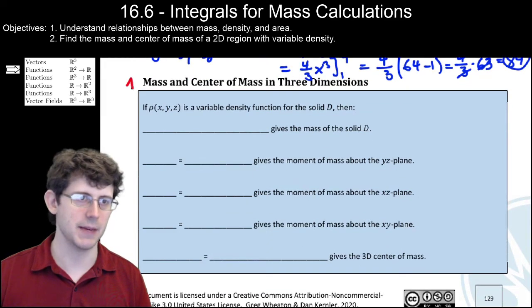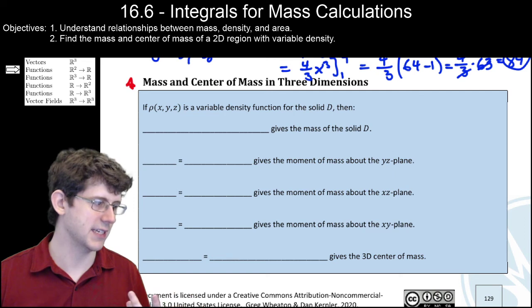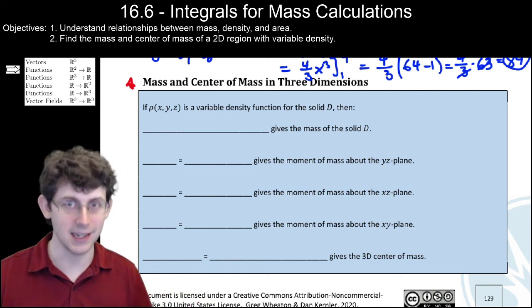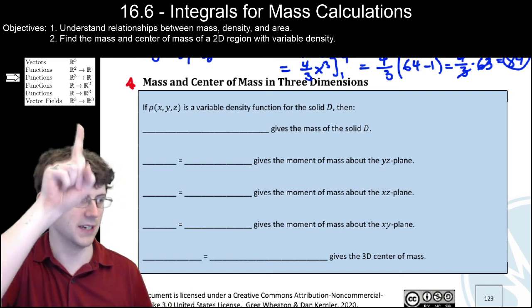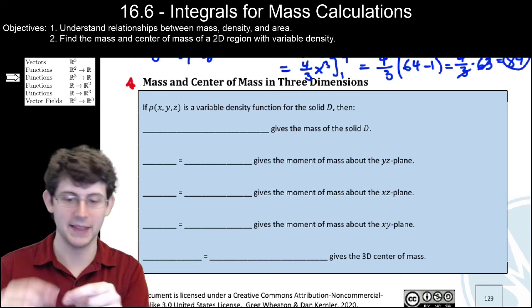Okay, let's do 3 dimensions while we're here. The point of this is that all this stuff works just as well in 2 dimensions as it does in any number of dimensions. So we'll switch our perspective here to where now our density function takes an input of a point in space, and the output is a number.